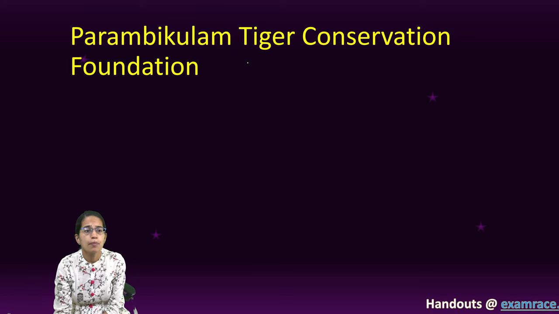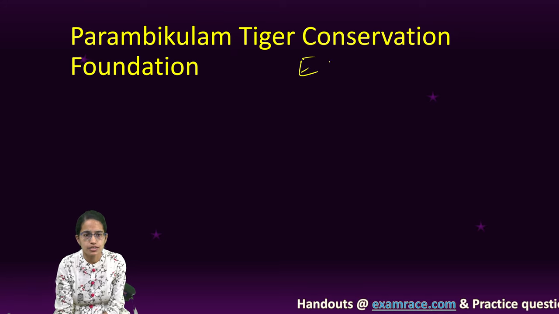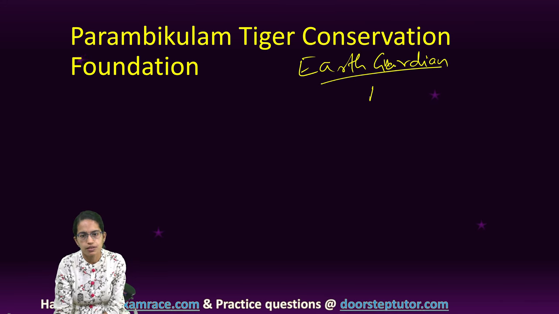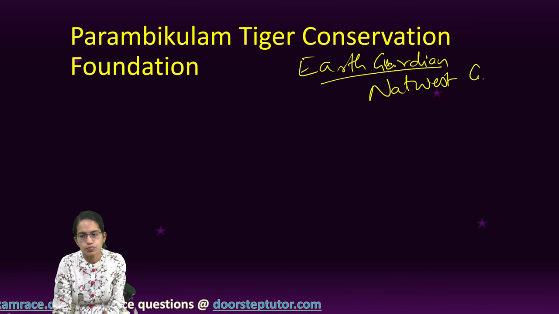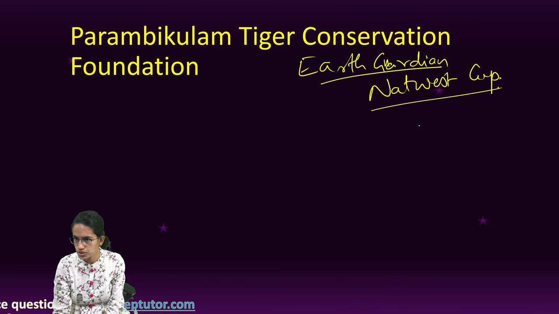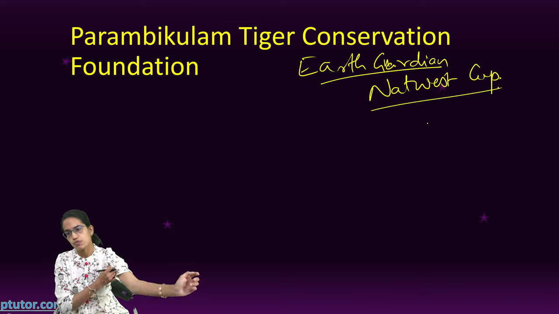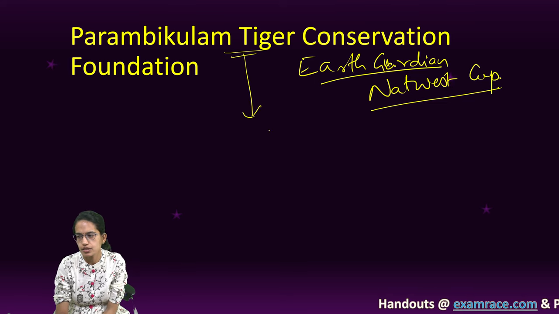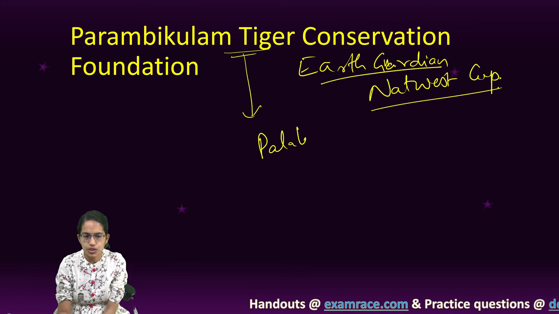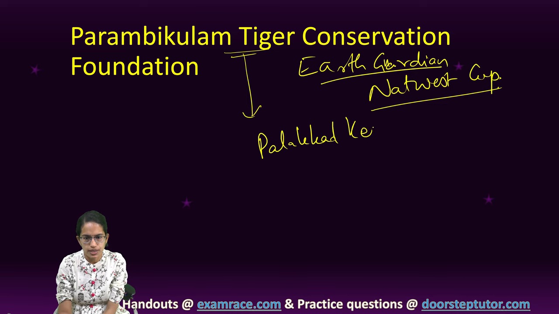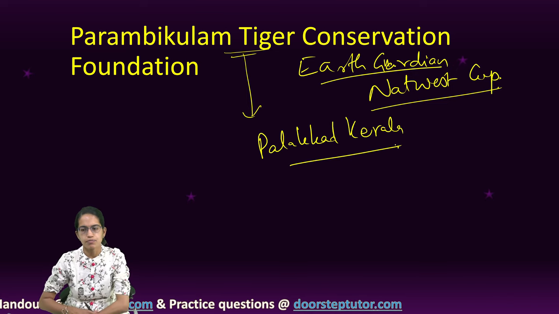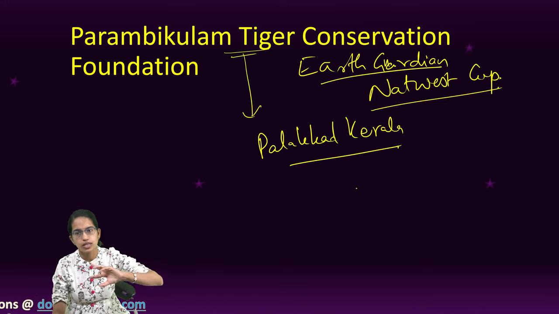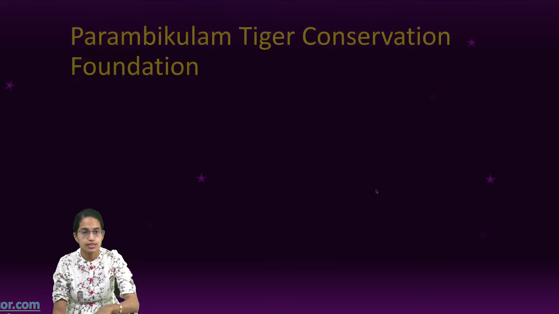The next is Parambikulam Tiger Conservation Foundation, which has been awarded the Earth Guardian Award. Now this Earth Guardian Award has been given by NatWest. The NatWest Group awarded this. Now this is a group of institutions and individuals working to counter the climate change impact. Parambikulam Tiger Reserve is important. Now this tiger reserve is part of the Palakkad district of Kerala. So Palakkad in Kerala is where we have the Parambikulam Tiger Reserve, and this lies as part of the Sangam Hills, which lie between Annamalai and Nelliampathy Hills.